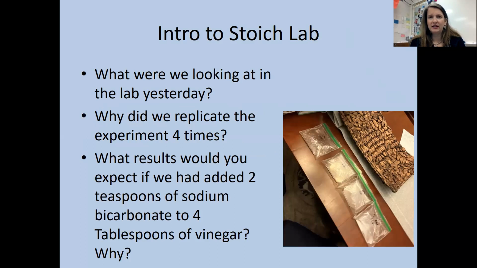You were looking at mixing some baking soda and vinegar in different quantities to see how that changed the inflation of the bag. I had you do the experiment 4 different times with 4 different quantities of baking soda. We did keep the amount of vinegar the same because any good experiment needs to just change one variable at a time. And hopefully you saw the bags inflate differently depending on how much reactants we had and the quantity, the ratio of those reactants to each other.